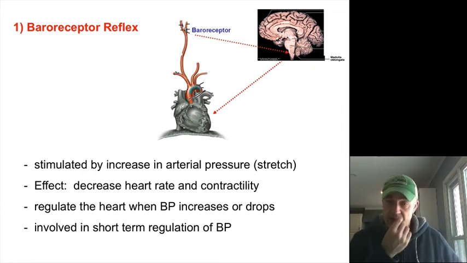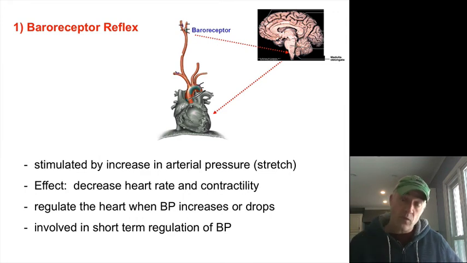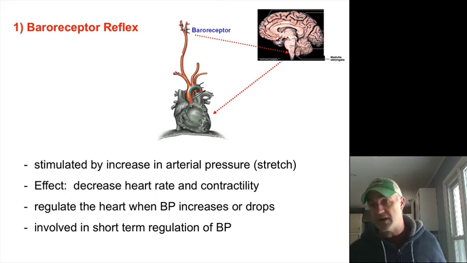If you're getting too much stretch, these baroreceptors can feed back to the heart, saying, okay, we're overstretching these areas. Let's decrease the heart rate, decrease the contractility, which means less blood coming out of the heart, which means less pressure on these vessels here. It is a short-term way to drop blood pressure.